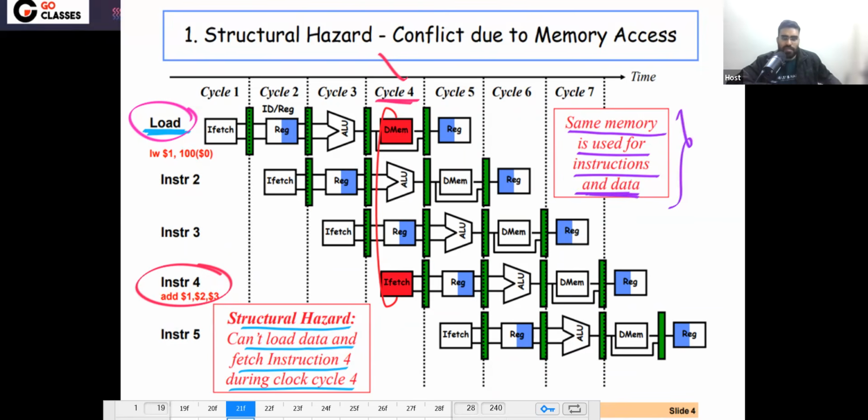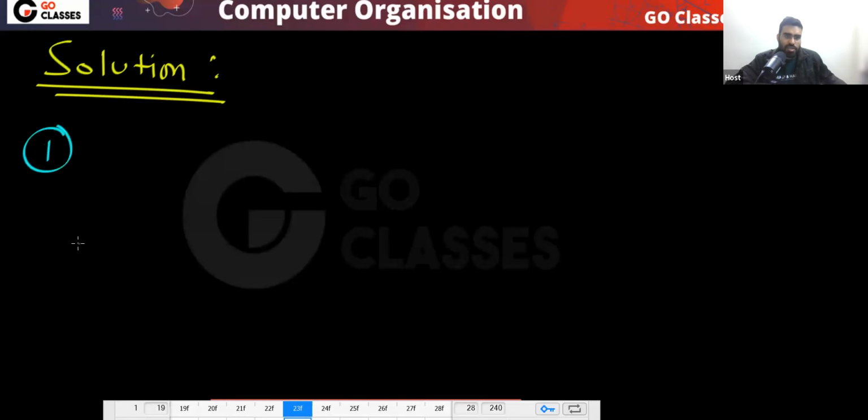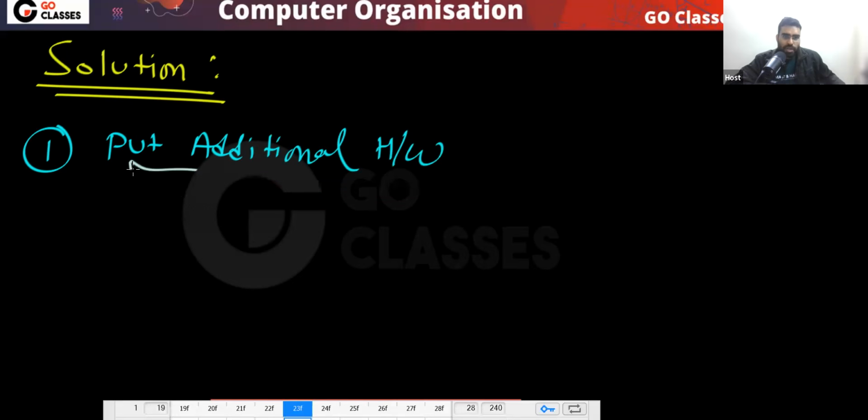Tell me, what is the solution then? What is the solution of structural hazards? Can anyone tell me what are the solutions of structural hazards? Additional hardware. Put additional hardware. That's it. Put additional hardware, right? Very simple. But if you put additional hardware, then the cost will increase. The cost is going to increase.